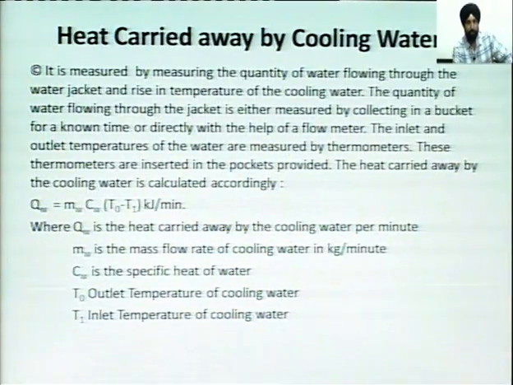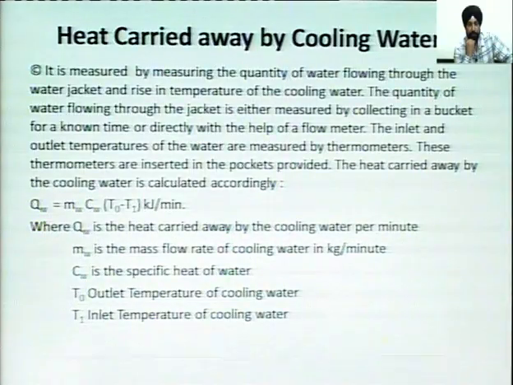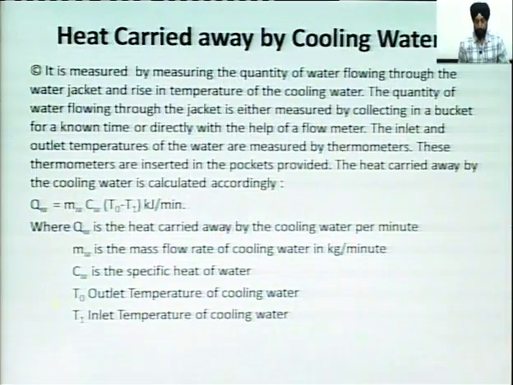Heat carried away by the cooling water will be taken as QW. QW is equal to MW CW (T0 minus T1) kilojoule per minute, where QW is the heat carried away by the cooling water per minute, MW is the mass flow rate of cooling water in kilogram per minute, CW is the specific heat of water which is mostly 4.18 kilojoule per kg Kelvin, T0 is the outlet temperature of the cooling water, and T1 is the inlet temperature of the cooling water.